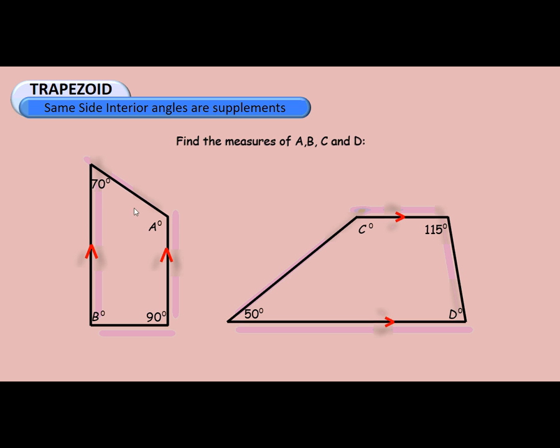But the 70 and the A, these have to add to 180. So to find A, we just do 180 minus 70. We get 110. To find B, these two angles here have to add to 180. So we just do 180 minus 90, and we get 90 for that one.